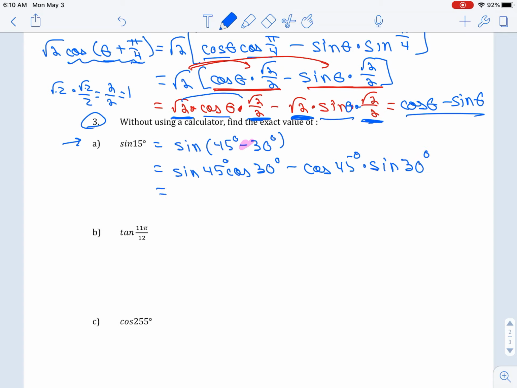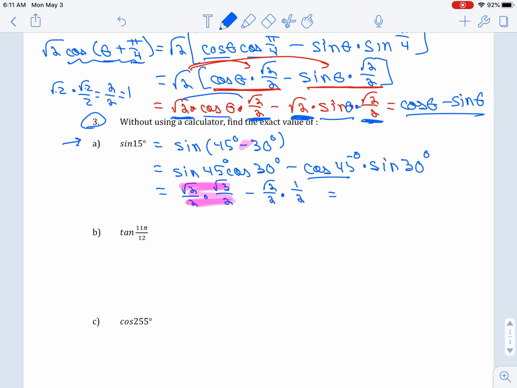All right, now we're going to work these out. The sine of 45 degrees is the square root of 2 over 2. You can go to your unit circle. Cosine of 30 degrees is the square root of 3 over 2. Again, you can go back to your unit circle and double check these. And then the cosine of 45 degrees, right here, is the square root of 2 over 2. And the sine of 30 degrees is 1/2. When you multiply these, remember you multiply the numerators and you multiply the denominators.